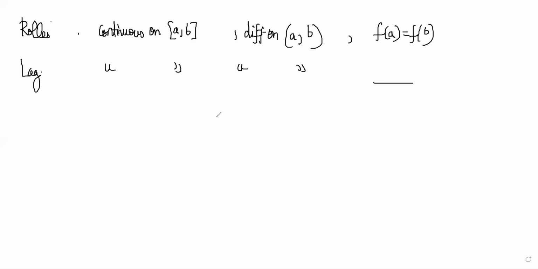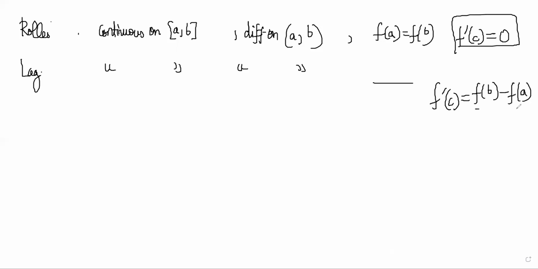And now you are saying that in both cases, in here, you have some point C in that interval, F dash C is 0. And here you say some point C in the interval where F dash C is FB minus FA by B minus A. So you can say that Rolle's theorem is a special case of Lagrange theorem, right? Because if you put FB is equal to FA in this Lagrange theorem, you'll get Rolle's theorem.